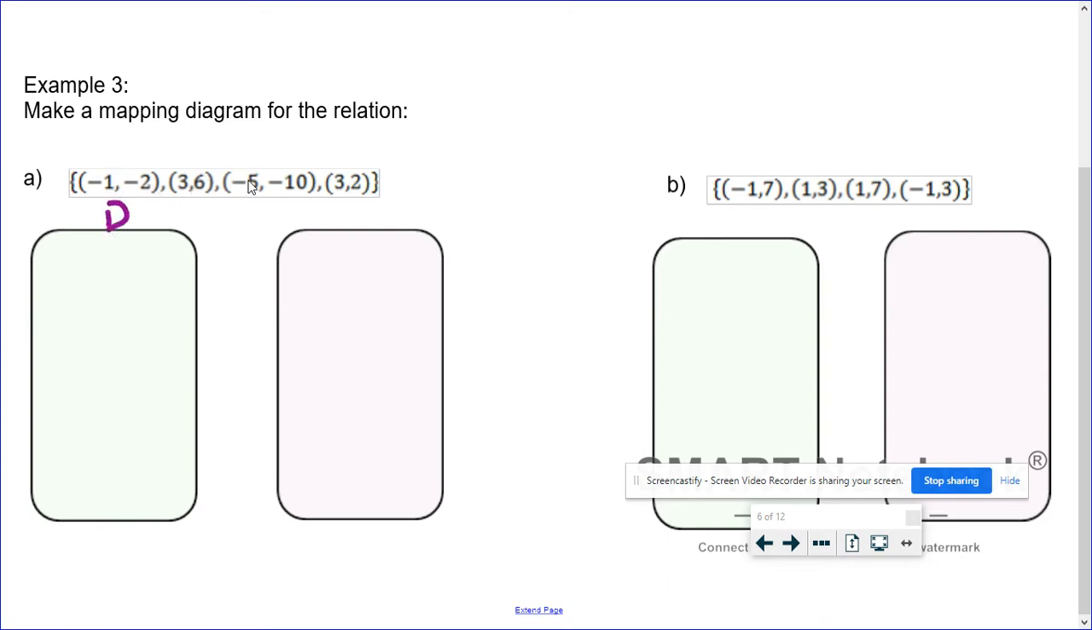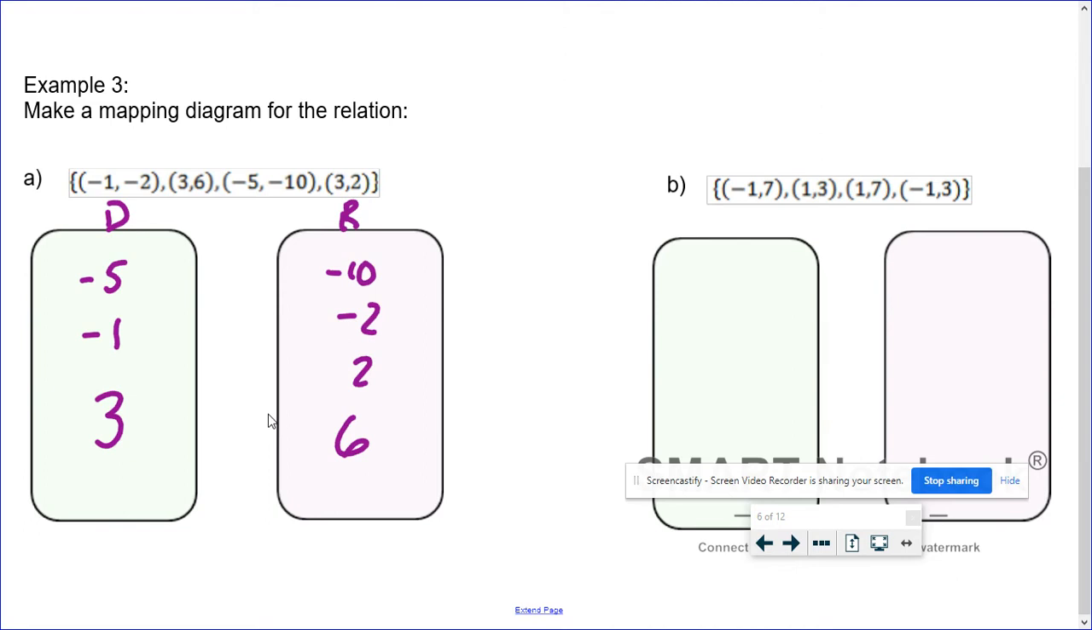The first number, and again, I'm just going to put them in numerical order. -5 appears to be the first one. All right, and then -1 appears to be the next number. And then 3, which is listed twice, I'm going to write once. Okay, then I'm going to write the y values in the second column, label that the range. The first number appears to be -10. Then it appears to be -2. Then it appears to be 2. And then 6.